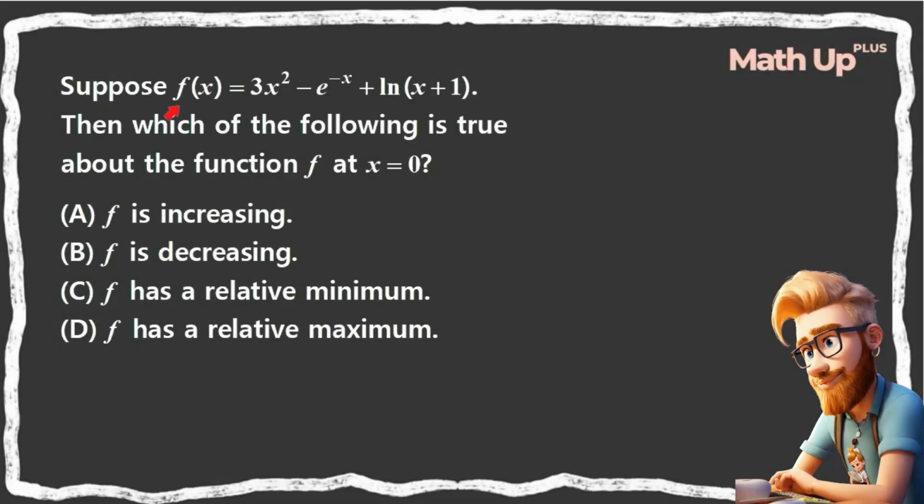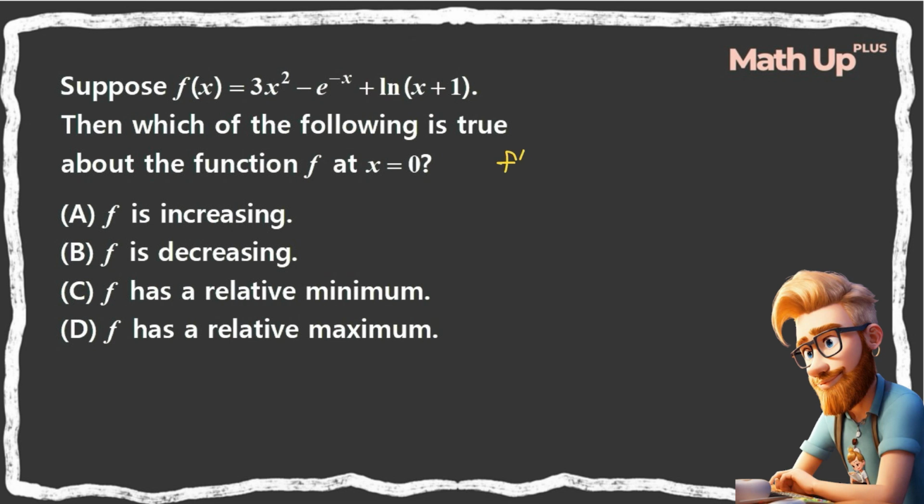Suppose we have f of x here. Then which of the following is true about the function f at x equals 0? If we look at answer choices, they're asking if f is increasing or decreasing or has a relative minimum or relative maximum. In order to find out, of course, we have to find the derivative of f.